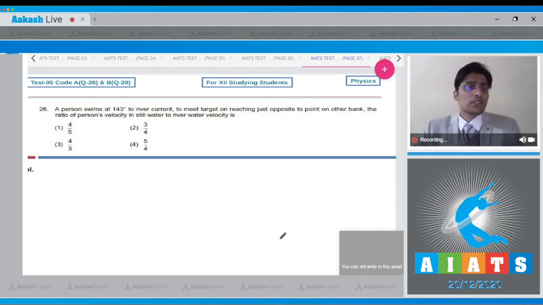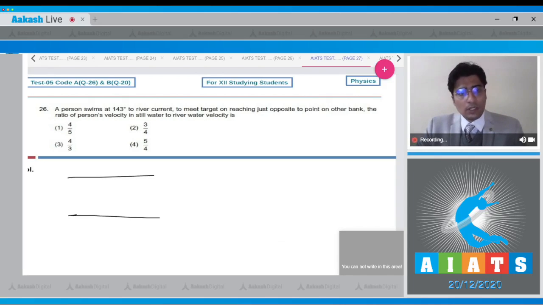Question 26 says a person swims at 143 degrees to the river current to reach a point just opposite on the other bank. The ratio of the person's velocity in still water to the river water velocity is. Dear student, let this be the river current, and let the width be equal to d.